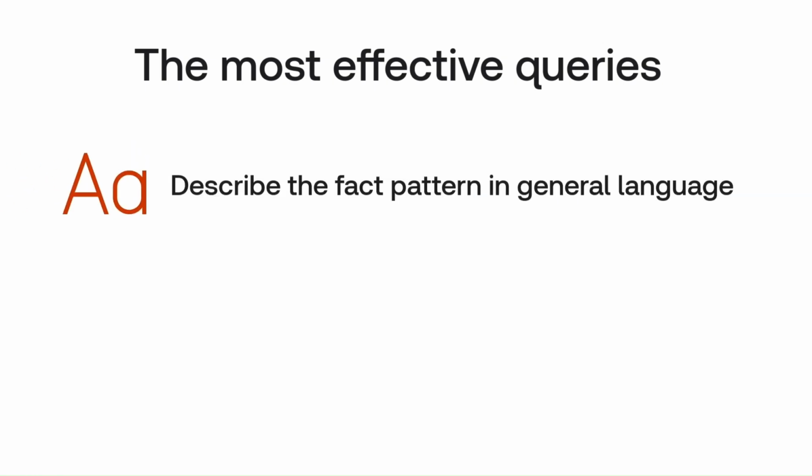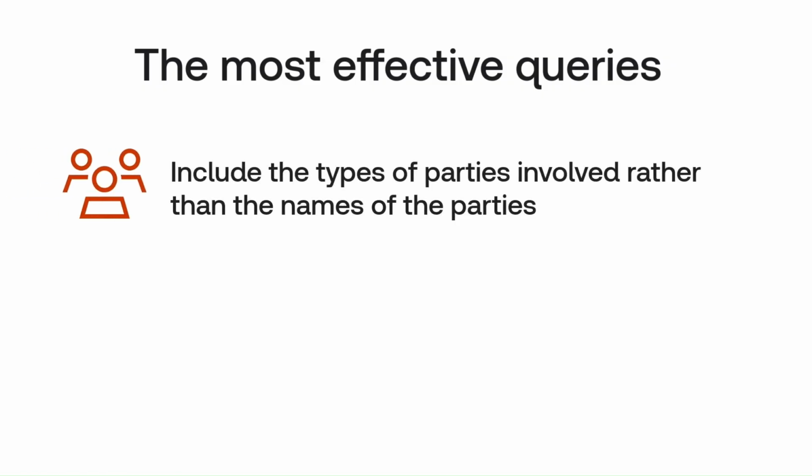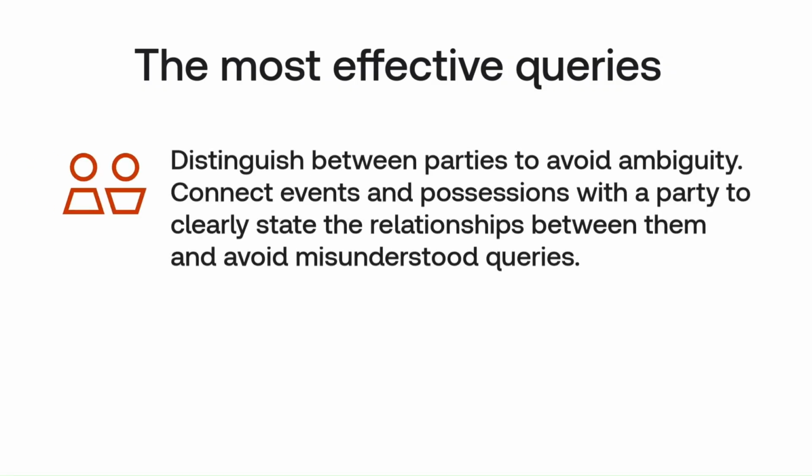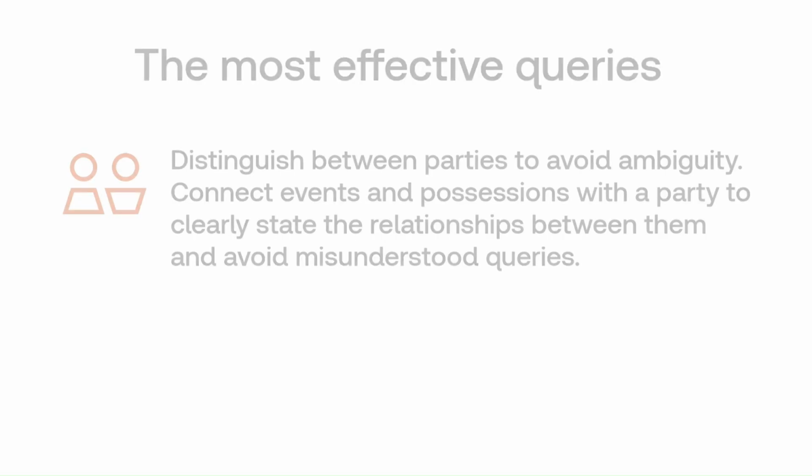Describe the fact pattern in general language. 3. Include the types of parties involved rather than the names of the parties. 4. Don't write a fact pattern in the style of a prompt, command, or instruction. 5. Distinguish between parties to avoid ambiguity. Connect events and possessions with a party to clearly state the relationships between them and avoid misunderstood queries.